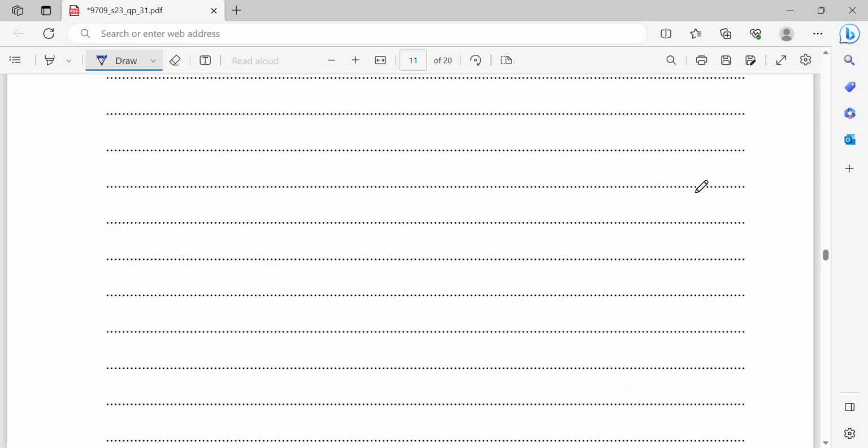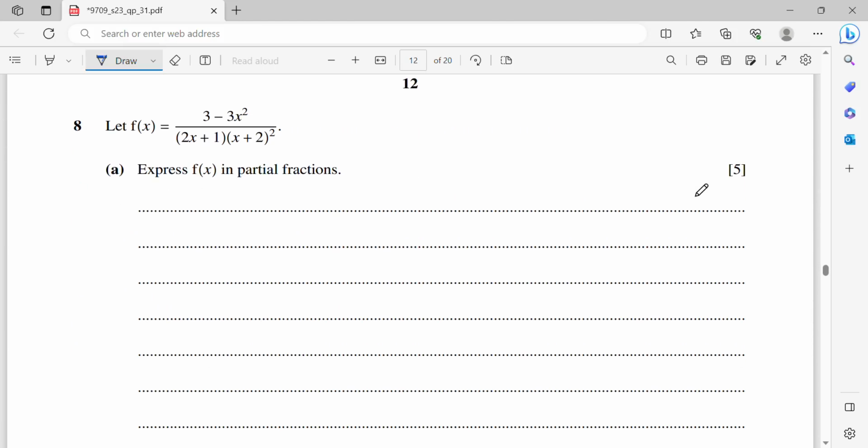Okay, so now let's move on to the next question, which is question number 8. This number 8 is regarding partial fractions. So now you are given f(x) is (3 minus 3x squared) over (2x plus 1) multiplied with the square of (x plus 2). Express f(x) in partial fractions for part A.